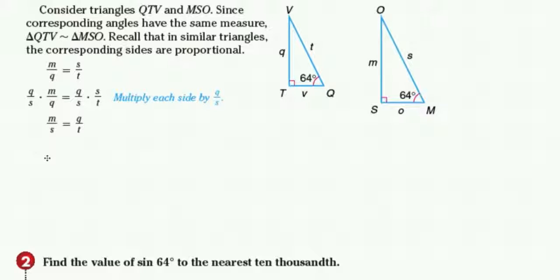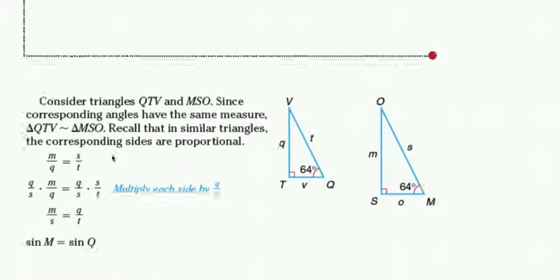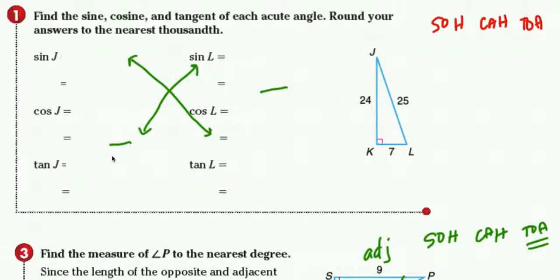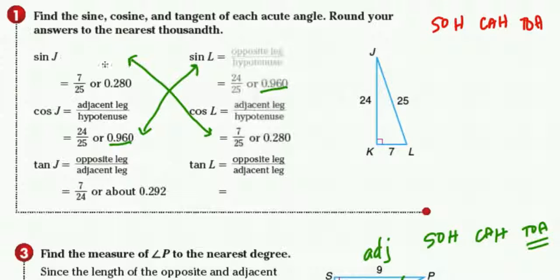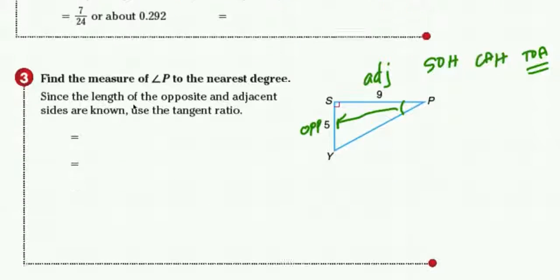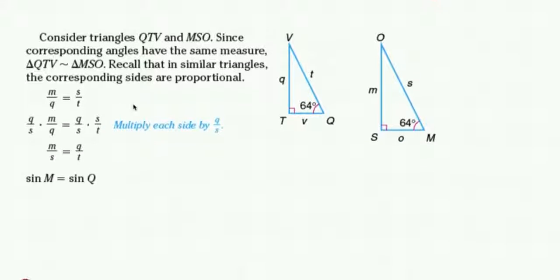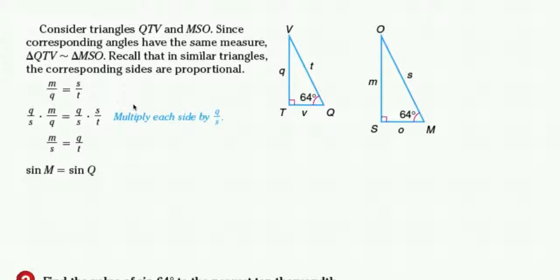So in this case, sine M is equal to sine Q. And that's exactly what we arrived at in this example right here. Let me bring that up again. There you go. And that's the reason why we were able to find that sine M is equal to sine Q.